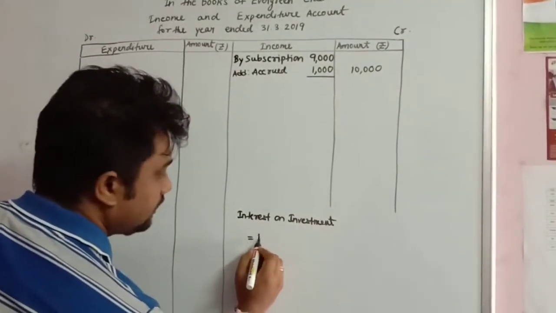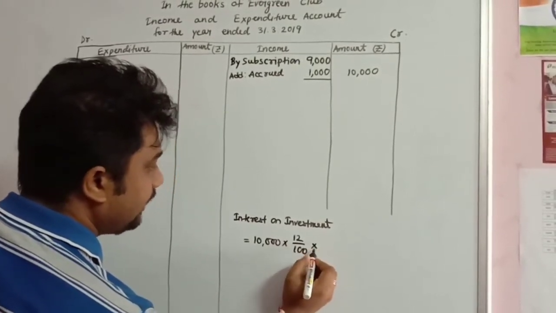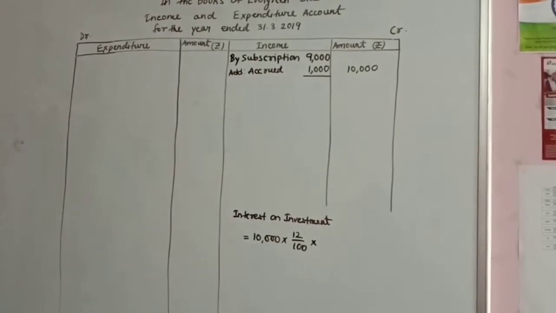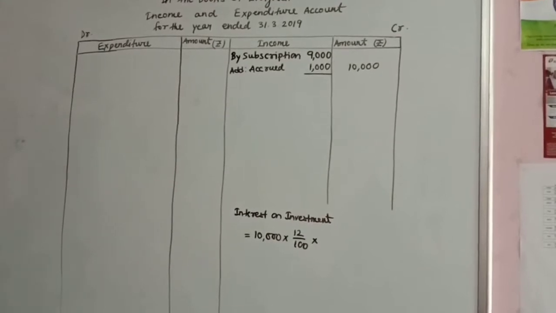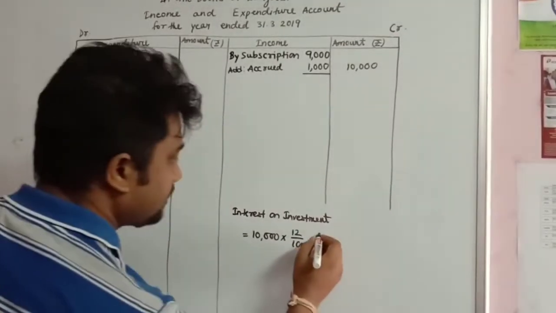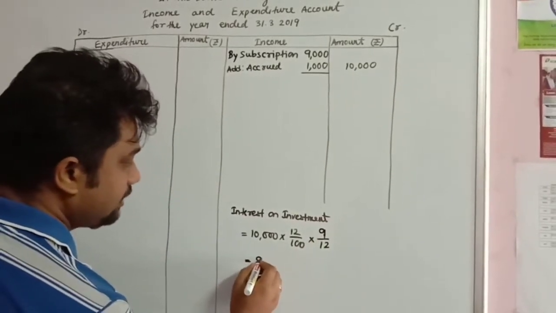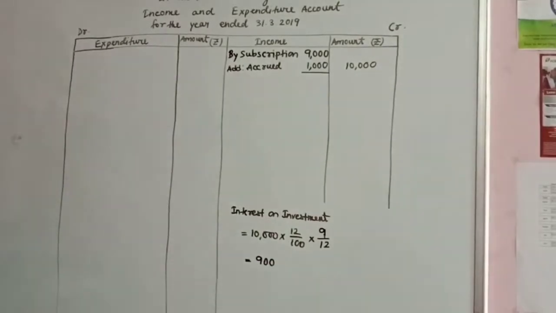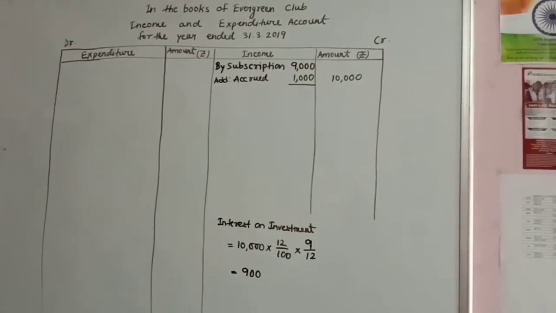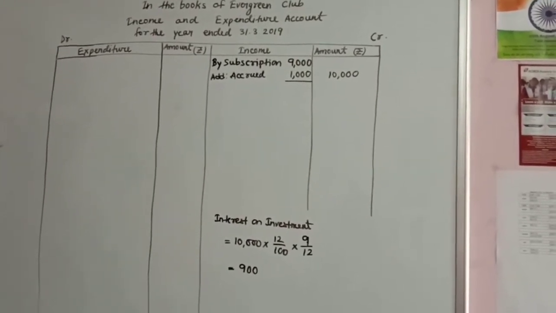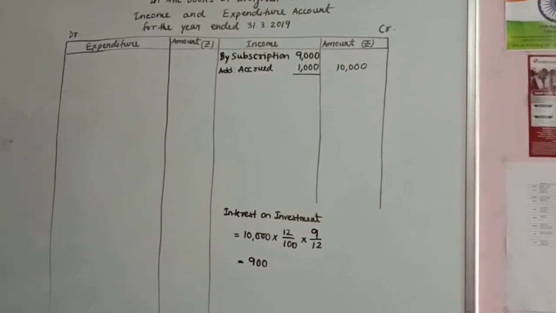So 10,000 into 12 by 100 into, from July to March. If you calculate July, August, September, October, November, December, January, February, March, it is 9 months. So into 9 by 12. If you calculate, the interest comes up to be 900 rupees. But if you look at the question, you have an income of interest on investment amounting to rupees 800. That means 100 rupees is accrued.